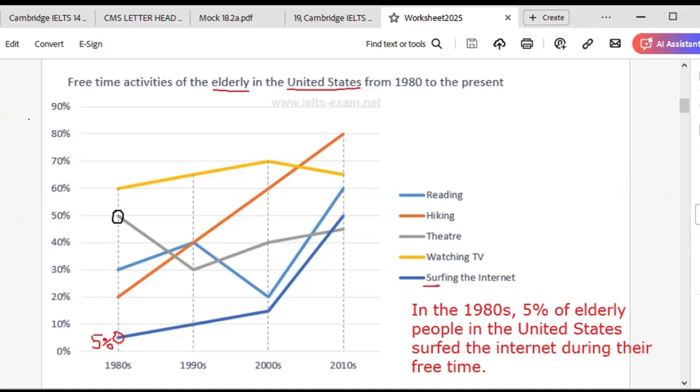Another person said, "In the 1980s, 50% of the elderly people in the United States went to the theater in their free time." Thank you very much. This is also a very good one. This is like a band 7.5, band 7.0.